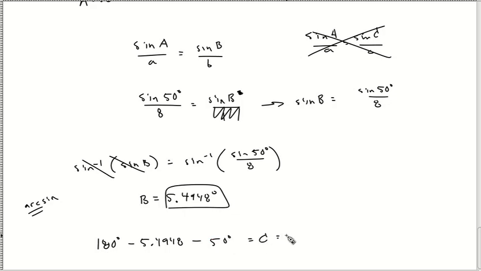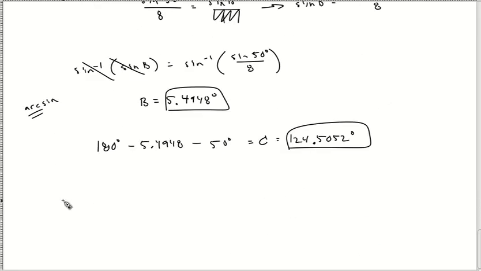So calculator, here we go, 180 minus 5.4948 minus the 50. And I got 124.0. Whoa. Daddy's wrong. What did I do wrong? 124.5052. I skipped a number. So I got capital C, but I still need little c. So we should do something about it.